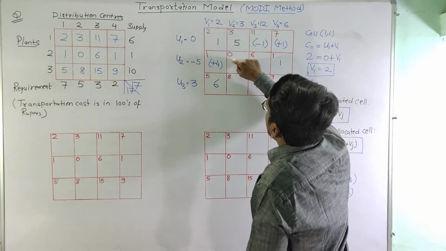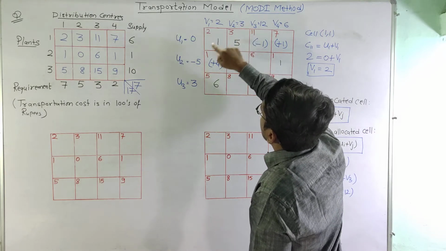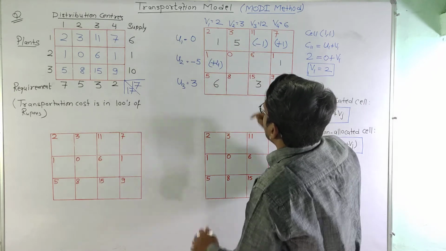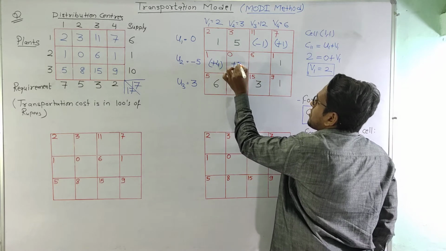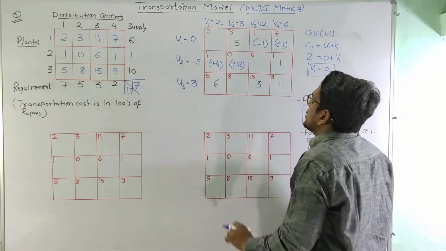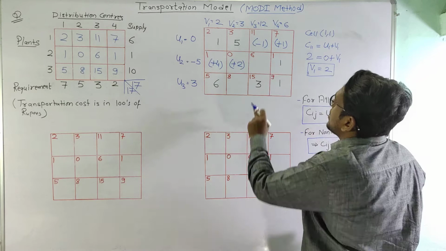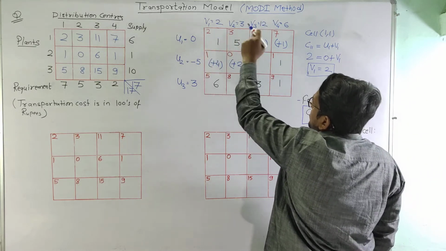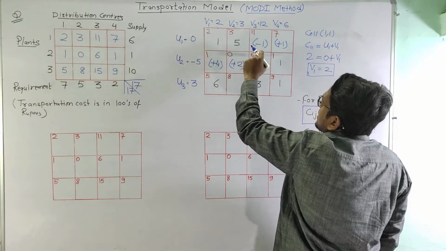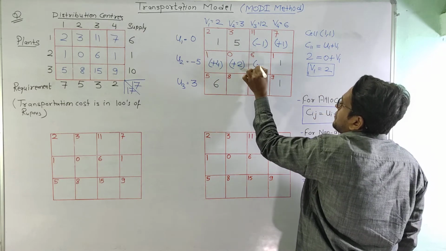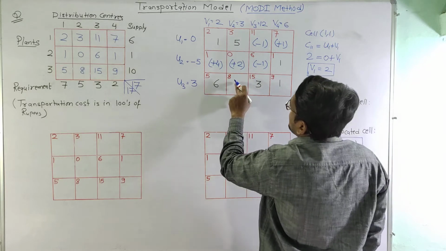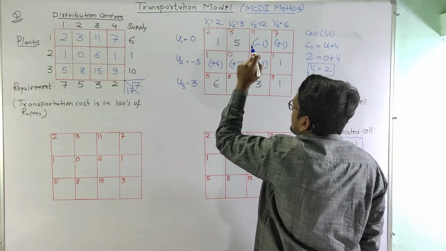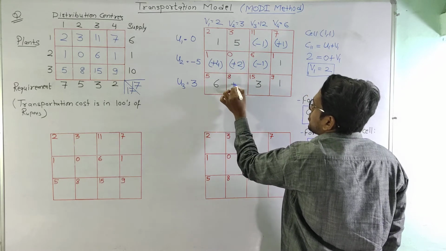Here, 0 minus (3 minus 5), that means minus 2. 0 minus (minus 2) is plus 2, so this will be plus 2. Similarly, for this particular cell, 6 minus (12 minus 5). 12 minus 5 is plus 7, and 6 minus 7 is minus 1. And similarly here, 8 minus (3 plus 3), that means 8 minus 6 is plus 2.